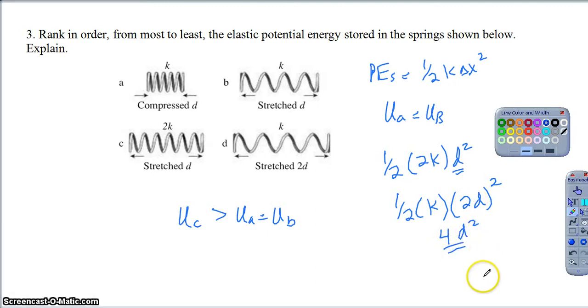So this actually ends up being 4 times as big, 4 times as great as the original A and B, whereas C was only twice as great. So finishing out the order here, the spring that stores the most energy would be D, C stores the second most, and then A and B store the same amount because they've got all the same measurements there.